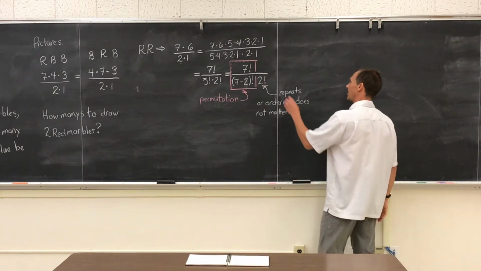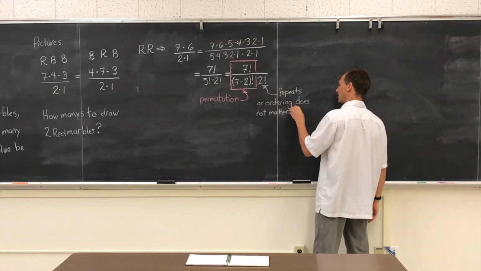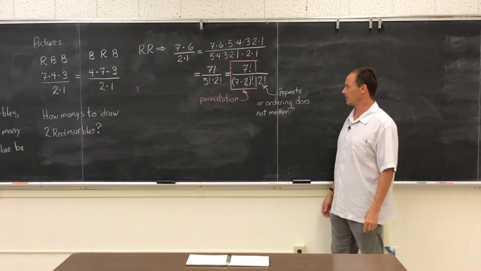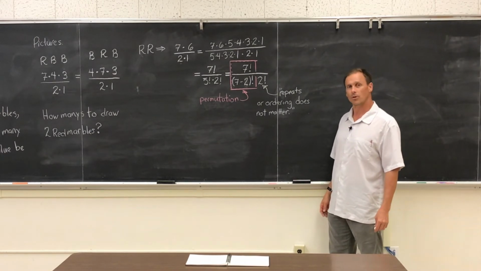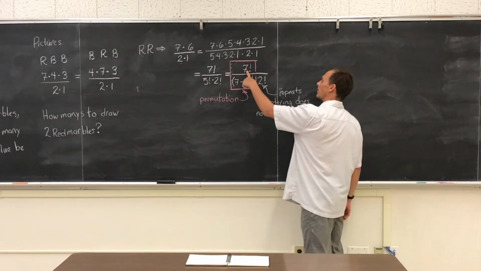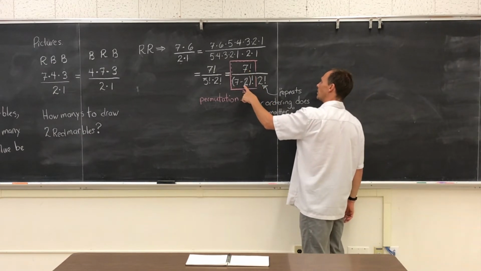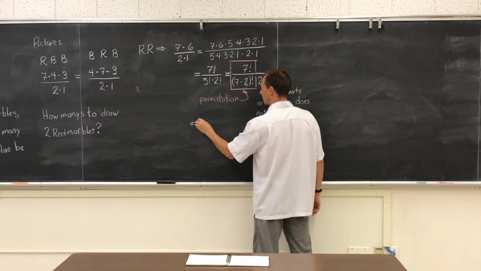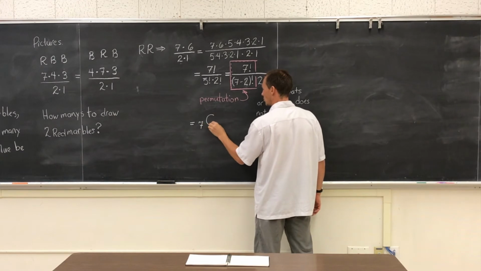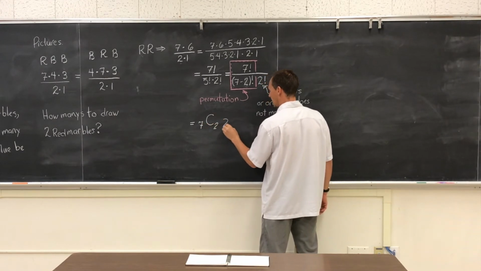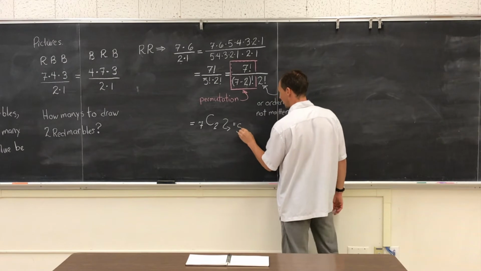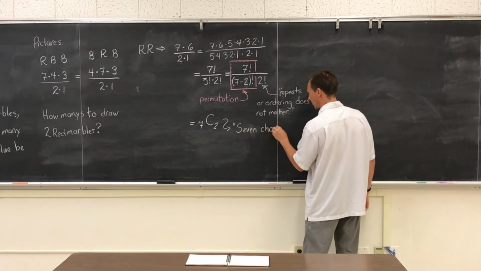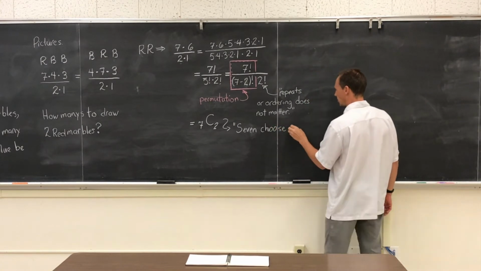So this is kind of the heart and soul of what we're after today. And it's so important that it has a formal notation. 7 factorial over 7 minus 2 quantity factorial times 2 factorial, we would write as 7 choose 2. And we would read that as 7 choose 2.